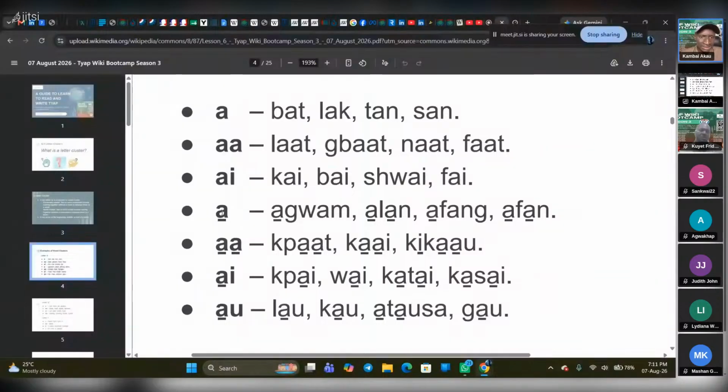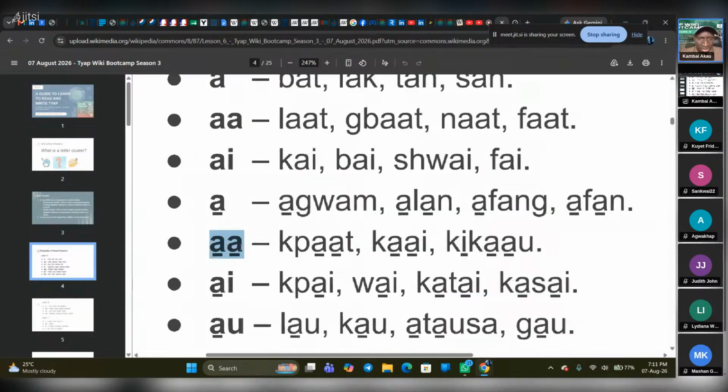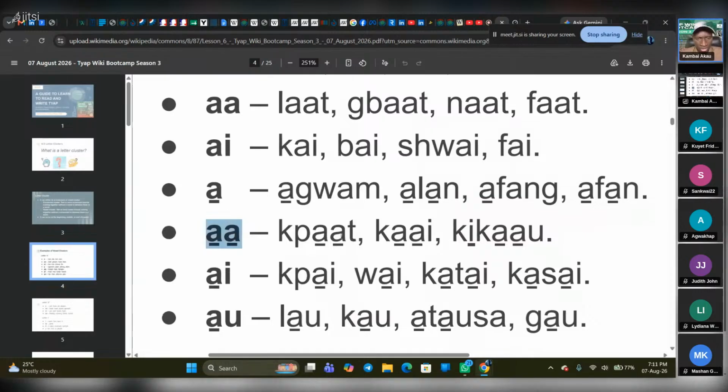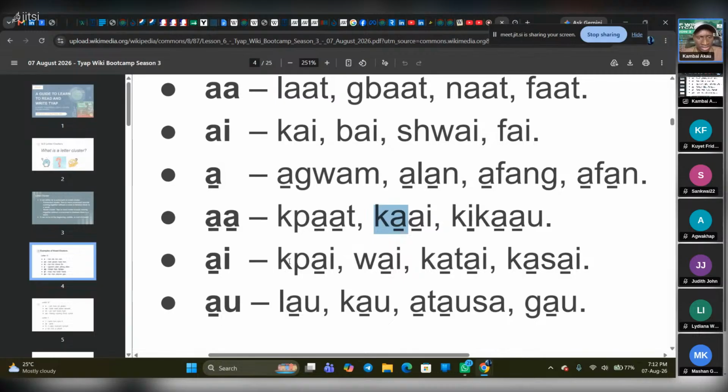We have this sound. Under this sound we have a guam, we have a len, we have a fang, and then we have a fun, and then we have the long sound, which is the diphthong. I mean the long one of the short sound. And under this one we have bird, we have curry, we have cocoa, and then we have the diphthong again. Then we have examples like bay, we have way, we have kate, and then we have kasei, and then we have the last one here, and under here we have low, we have ko, we have atosa, and then we have go.